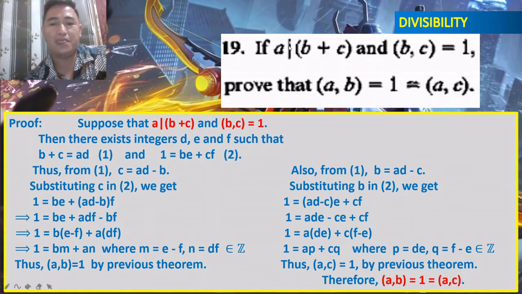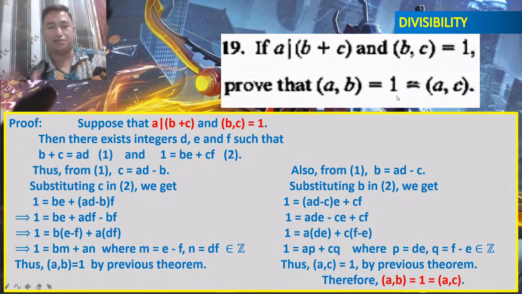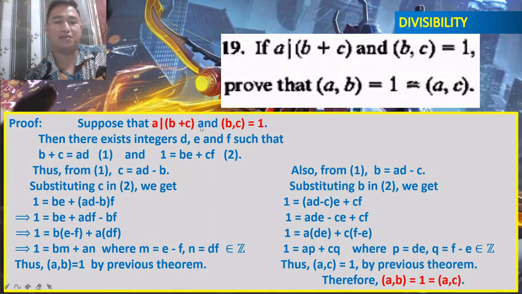Okay, another example, number 19. If A divides B plus C, and the GCD of B and C equals 1, prove that the GCD of A and B equals 1 and the GCD of A and C is also equal to 1. Okay, suppose that A divides B plus C and the GCD of B and C equals 1. We suppose the given, the direct approach, class, and then we prove the conclusion.